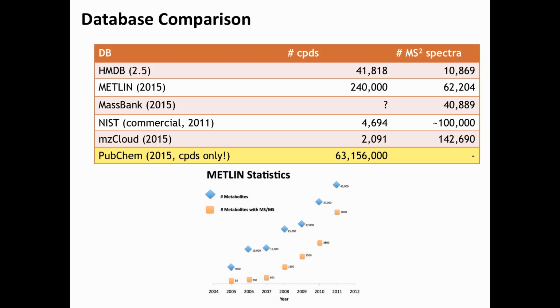These databases are growing quickly. It's hard to get accurate numbers, so I apologize. I didn't update them this year. It's a tedious work, and it's going to be outdated the next day. So I just give you some idea of where they are. PubChem had 63 million compounds. mzCloud had 2,000. Metlin, you see, is the largest by far, and HMDB had 41,000.